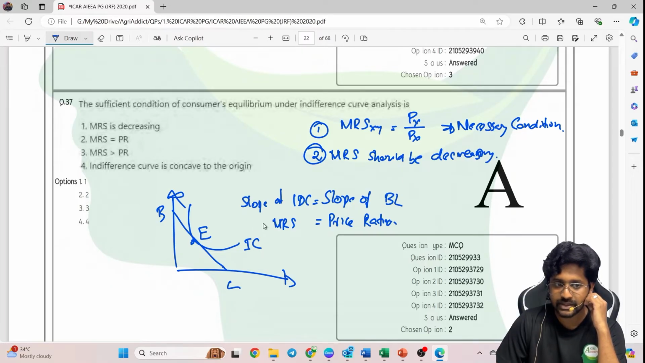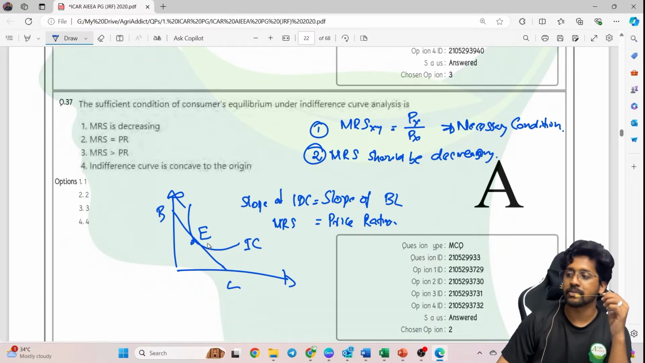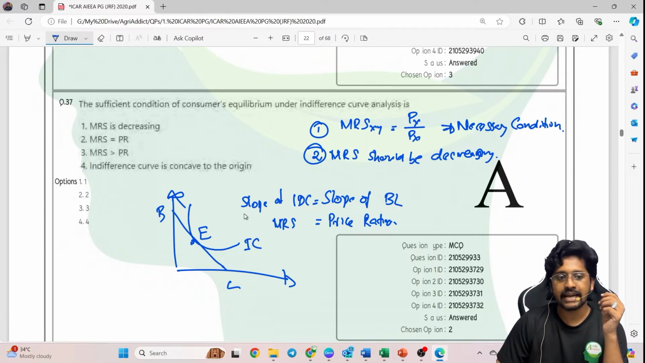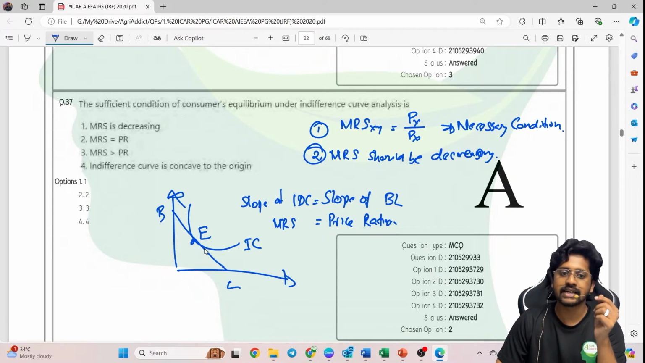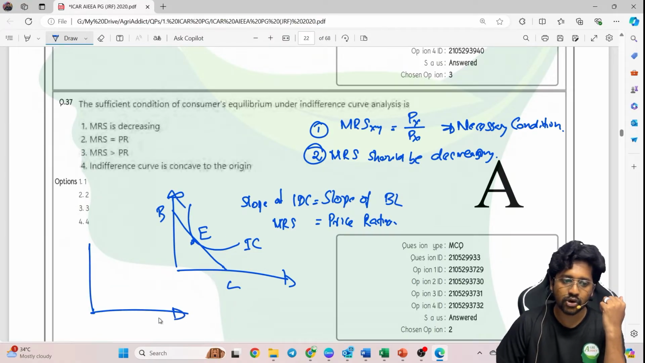The marginal rate of substitution should be decreasing at the point of equilibrium. It means that the indifference curve should be convex to origin. Until and unless the second condition is satisfied, we cannot say that the consumer equilibrium has been finalized under the indifference curve analysis, because see, this is also a possible chance, right?